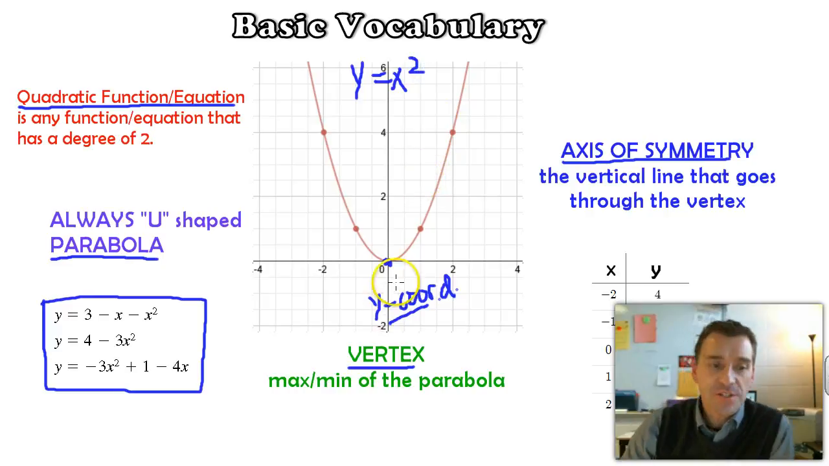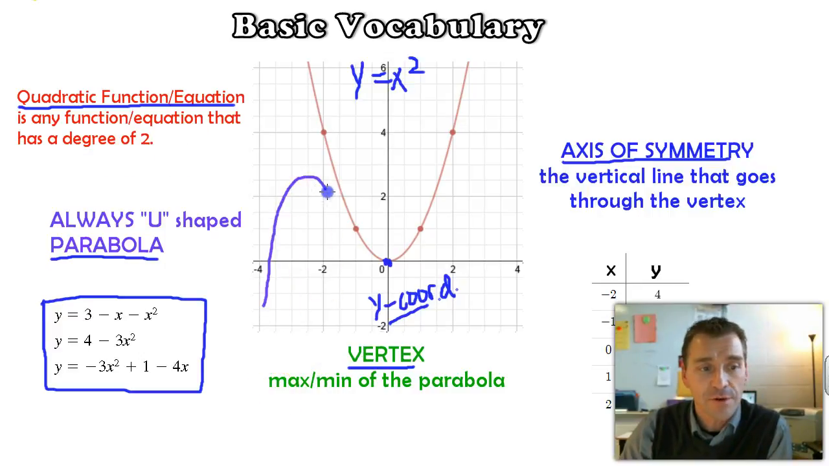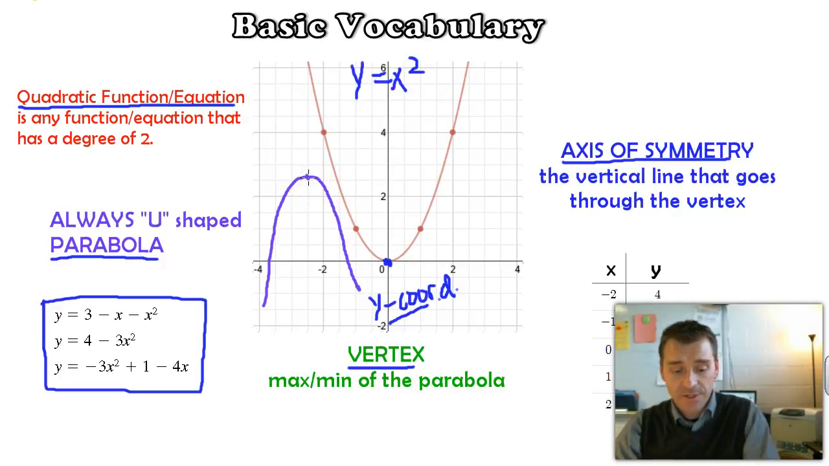Okay? So this down here is your vertex. It's the lowest point, or it could be the highest point, the maximum, if we had a graph that went something like this. Like if it went up like this and back down, well then great. This point right here would be my maximum, also called the vertex.